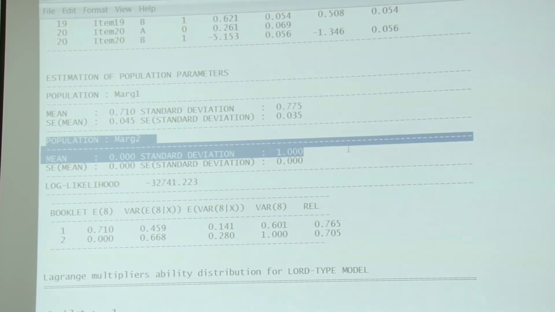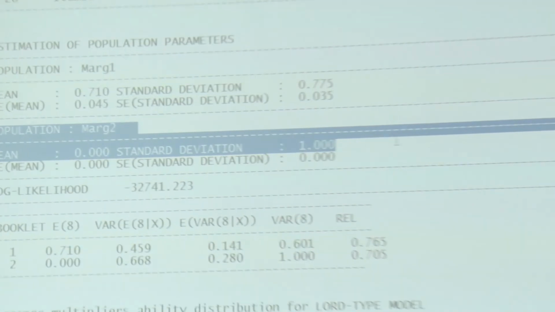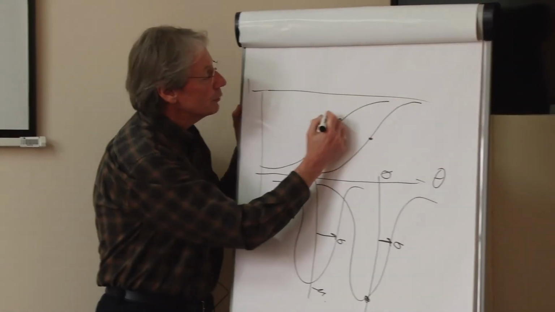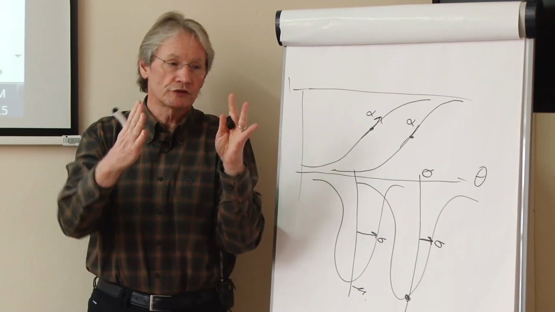And the question is, why is that? Well, the reason behind that is as follows. Every item response curve also has an A parameter, and that A parameter defines the steepness of that curve.